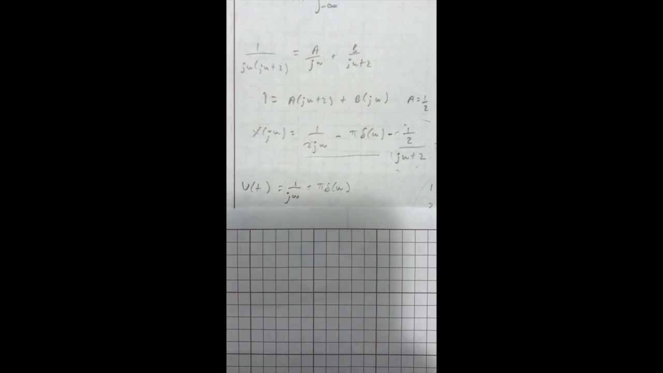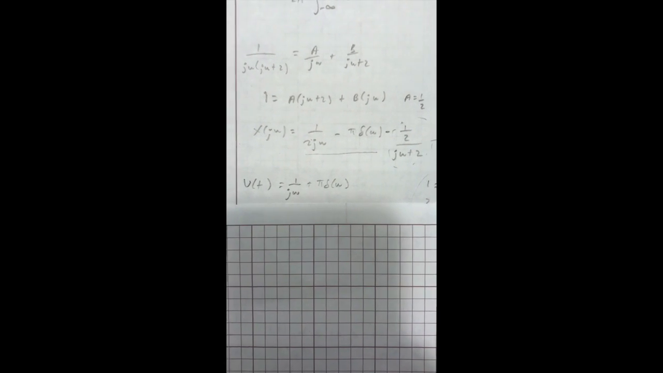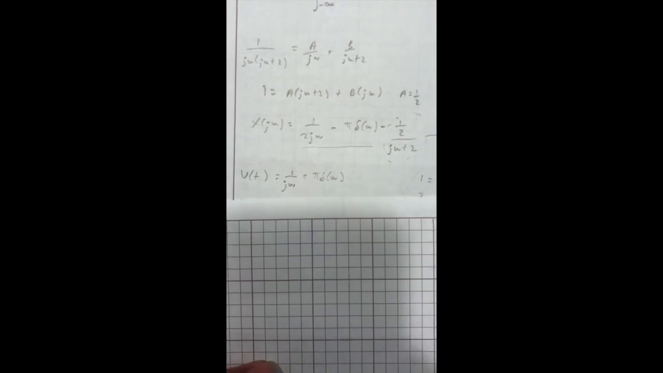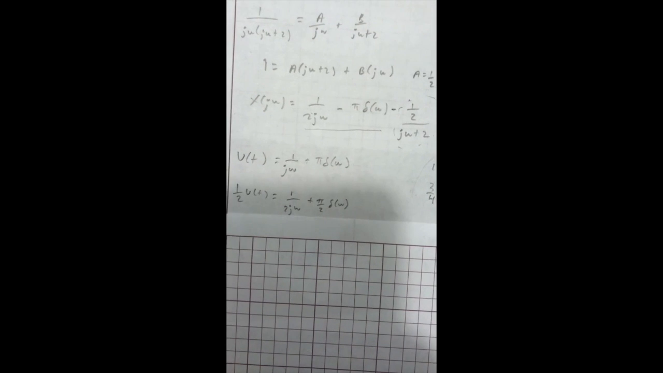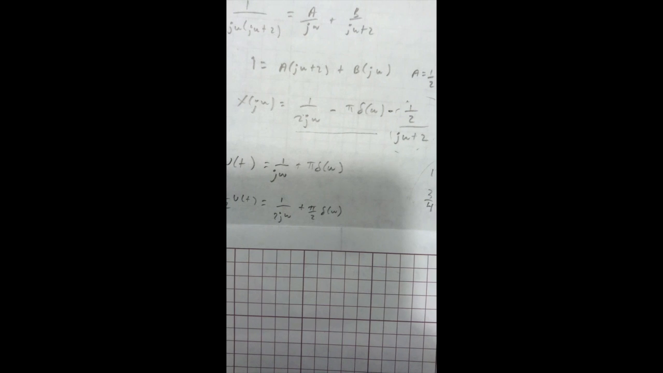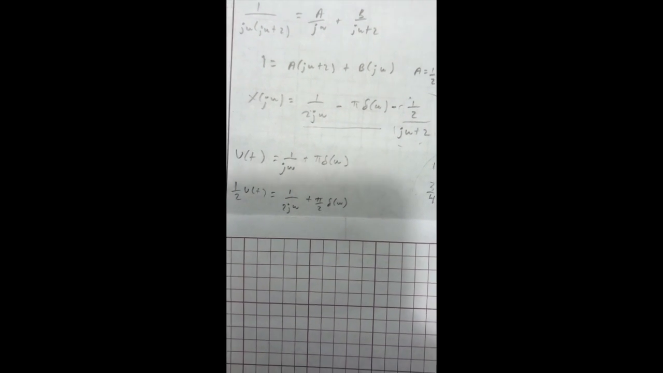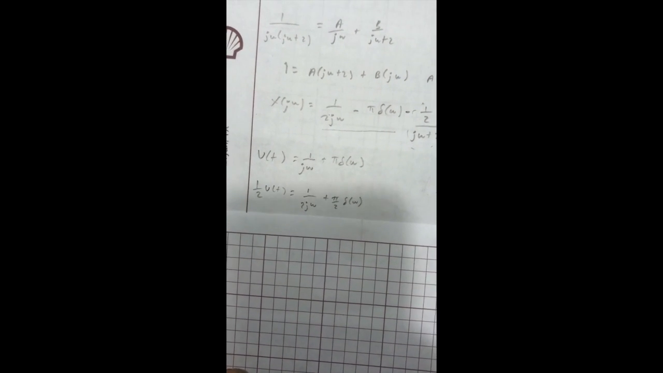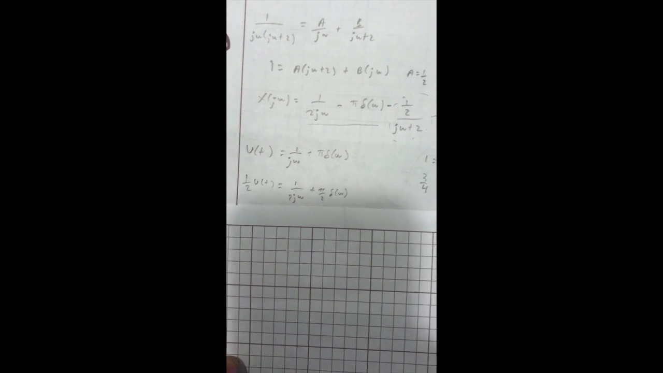So what do we do here? First, we take care of this 1 half, right? So basically what you want to do is multiply this step function by half. And you end up with this 1 over 2j, right? So once you got this 1 over 2j taken care of, now all you need to do is take care of that pi over 2 delta of omega.